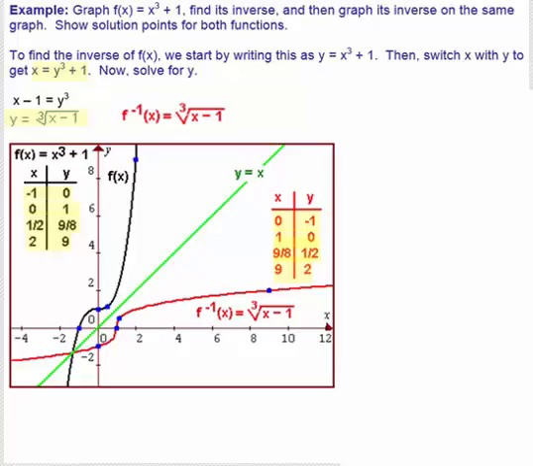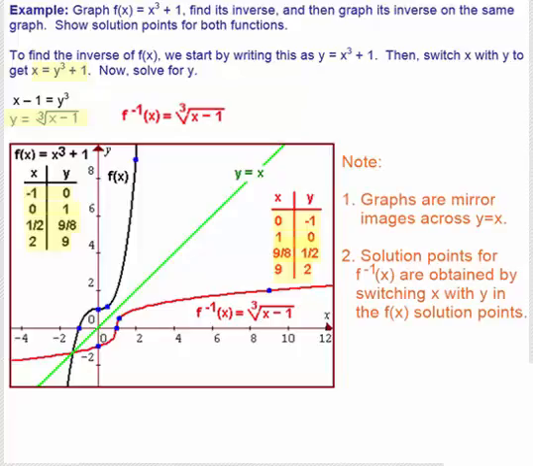And if you look at the graphs of these two functions, f of x is this S-shaped curve that goes up, but then the inverse function has the same shape except it's a mirror image across the line y equals x. And that's because all we've done is switched x with y and rearranged the equation. So two things you're always going to see happening with the function and its inverse. The graphs are going to be mirror images across the line y equals x. And also the solution points for the inverse may be obtained just by reversing or switching x with y in the f of x solution points.